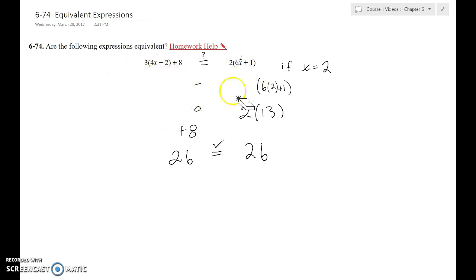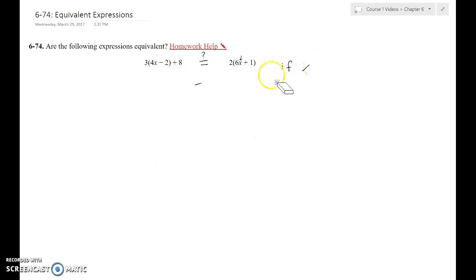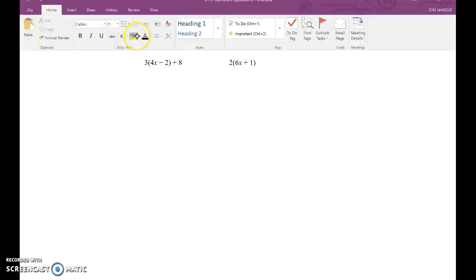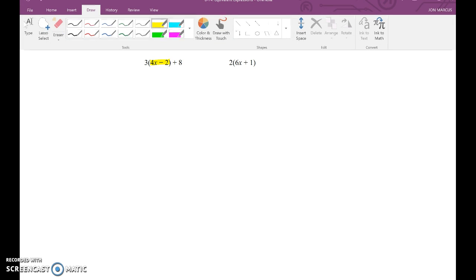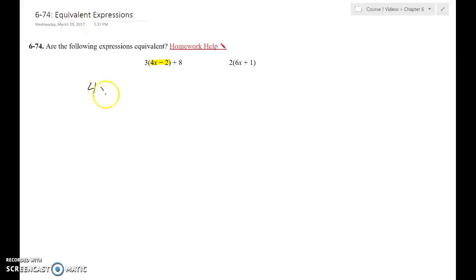Doing it in a different way, which is my favorite, is to use the distributive property and leave the x's in there and see what we really have. So here I have 3 of these. I got 3 4x minus 2s. So I've got a 4x minus 2. I've got another 4x minus 2. And I've got another 4x minus 2.